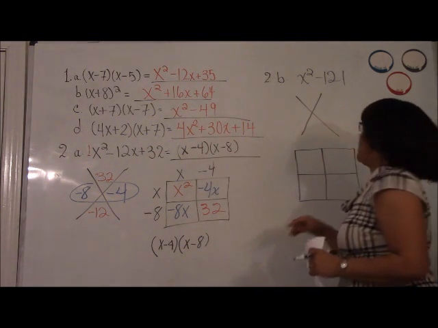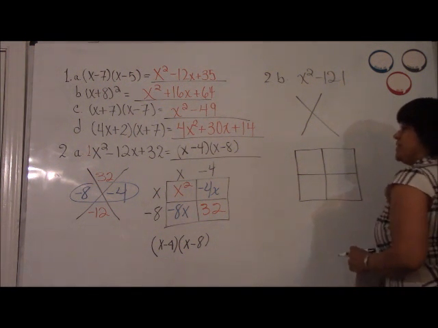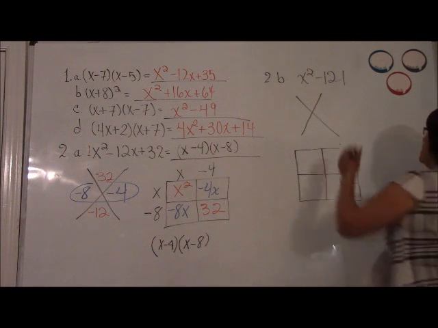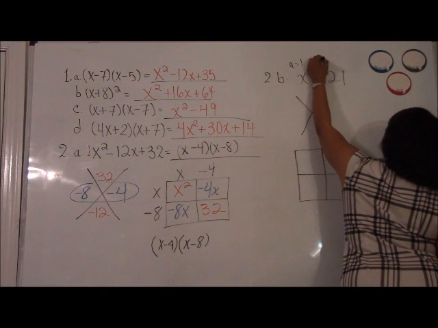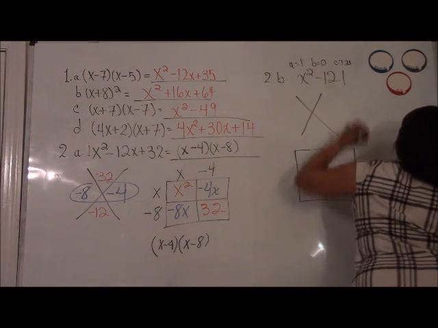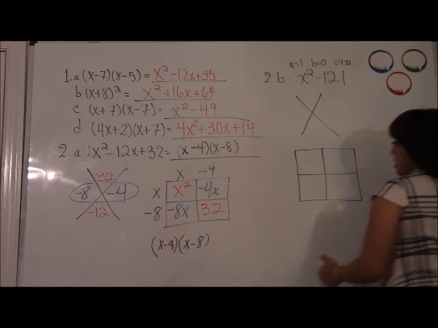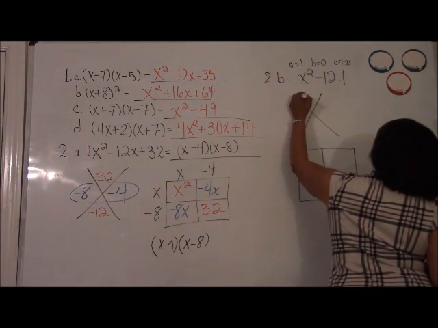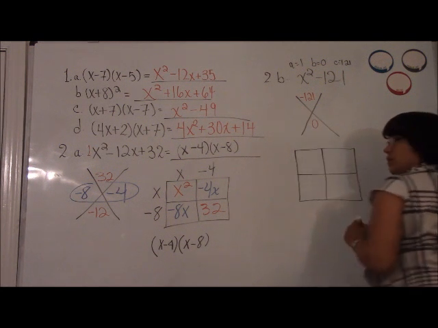And let's move over here and look at 2b. For 2b, something seems to be missing. Well, that's our middle term. So the way we'll do this, our a is 1, our b is 0 because it's not there, and our c is negative 121. So when we multiply a times c, we're going to get negative 121. So we have negative 121. We bring down our middle term, which is 0.